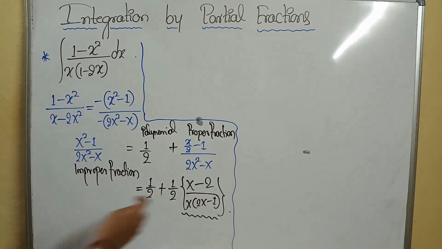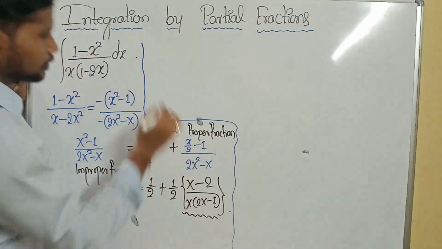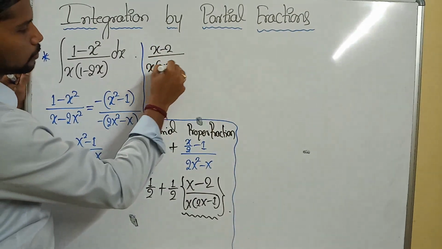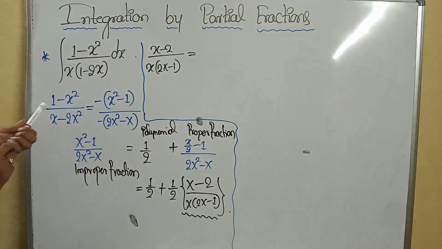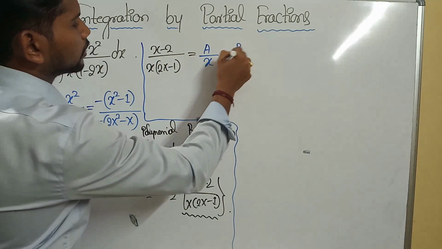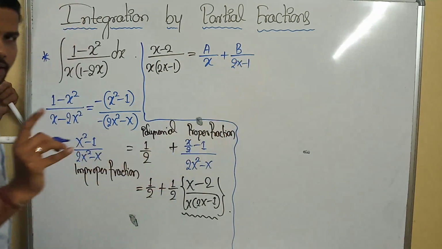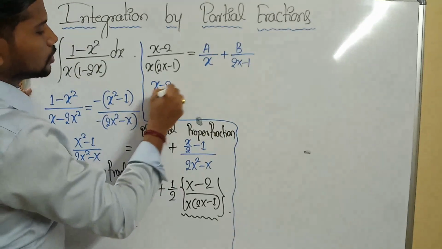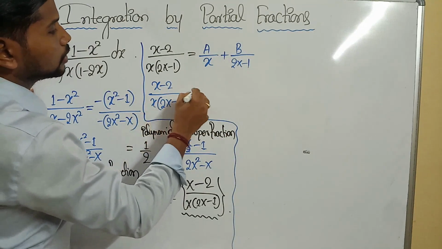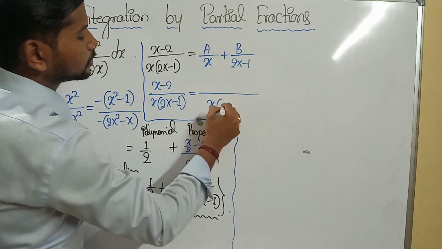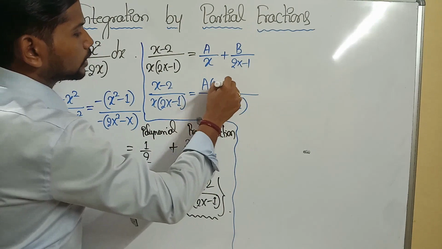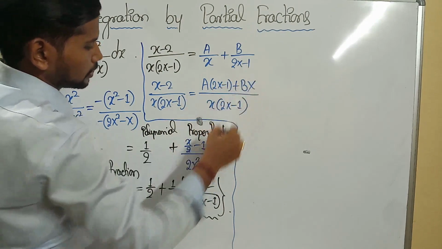Observe the part. I need to only consider this, x minus 2 divided by x into (2x minus 1). Okay, both our denominators will be linear. That's why I'd like to write a divided by x plus b divided by 2x minus 1. Got it? After that, go with the same step. x minus 2 over the denominator x into (2x minus 1) is equal to, take the LCM, x into (2x minus 1), okay, the numerator: a into bracket (2x minus 1) plus b into x, okay.